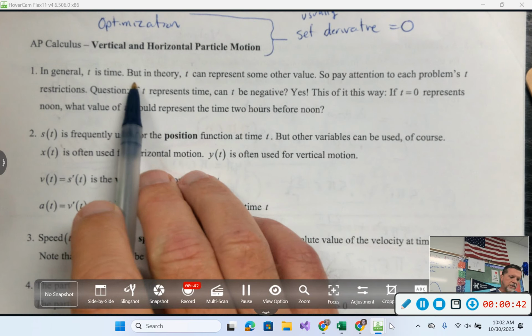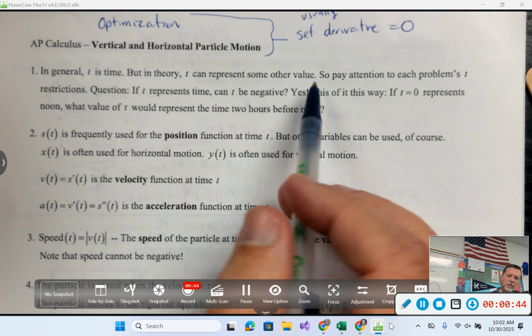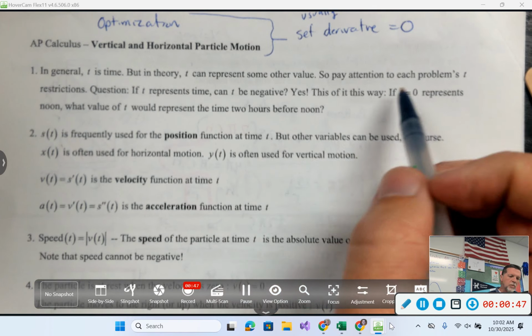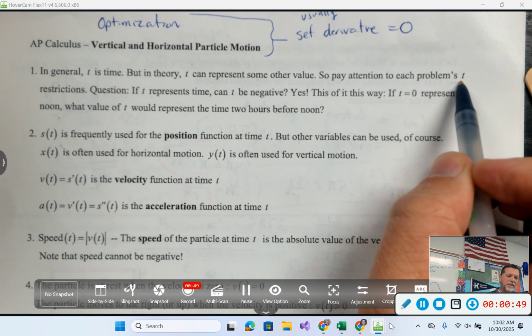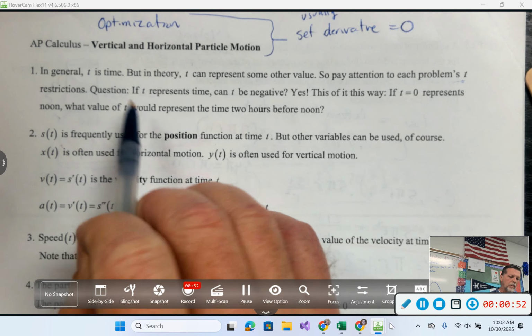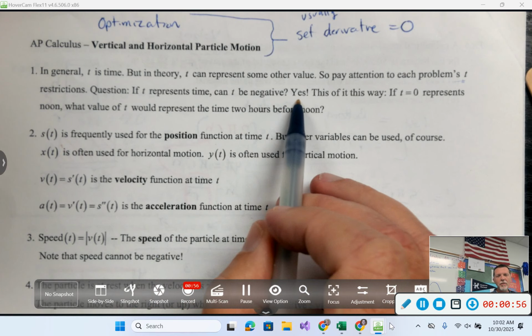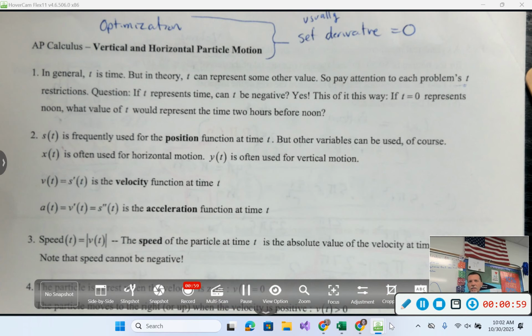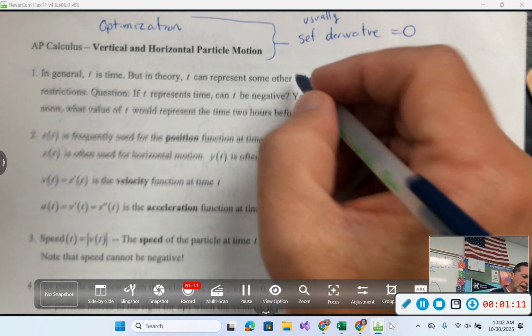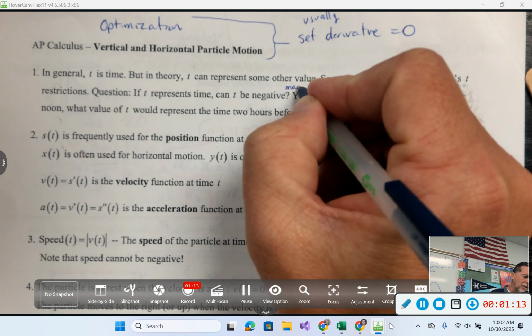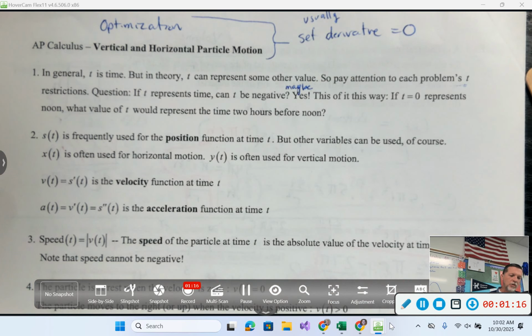In general, t is time, but in theory, t could be any other variable. So pay careful attention to each problem's t restrictions. And by that we mean if t represents time, can t be negative? Be careful, maybe, depending on when you start your clock on the experiment or in the problem. Like maybe something happened 3 seconds ago or 10 seconds ago. So I don't know that I give it a strong yes. I would say maybe, but not usually.